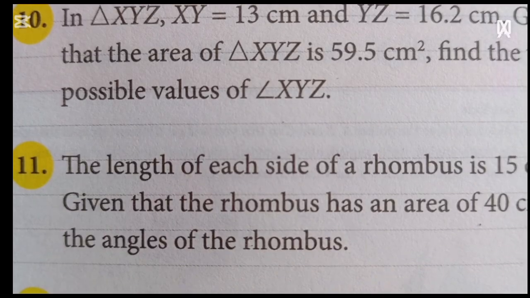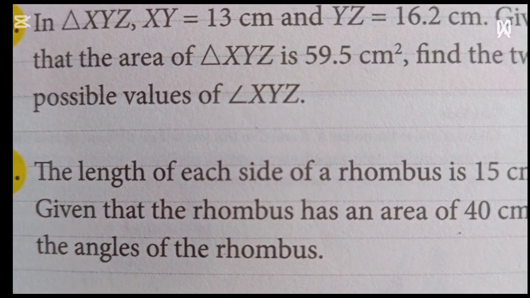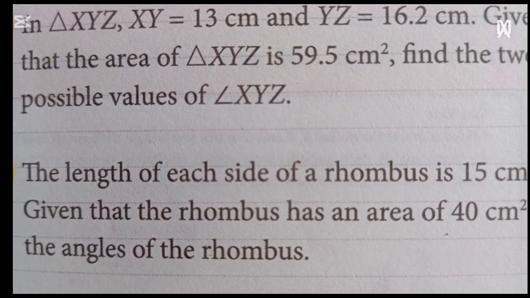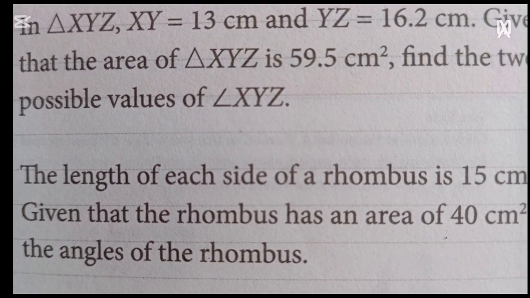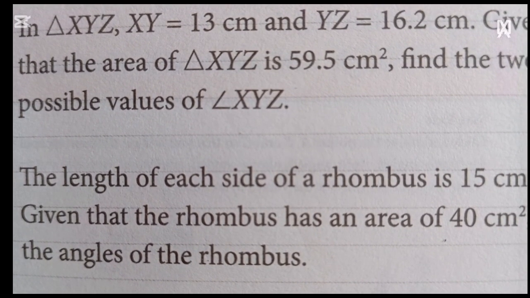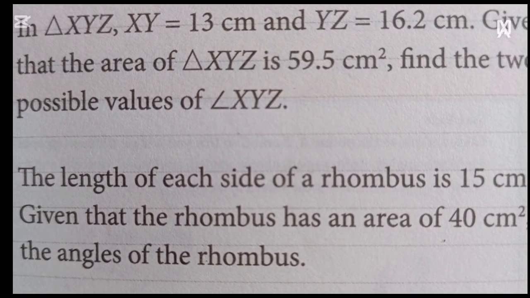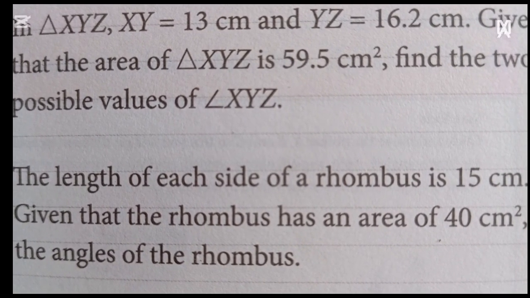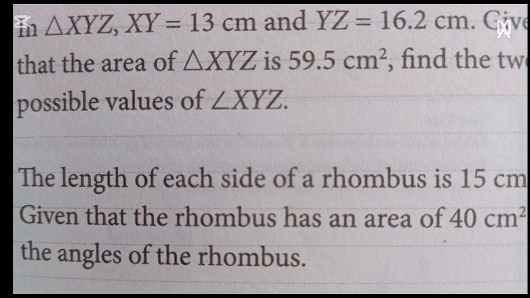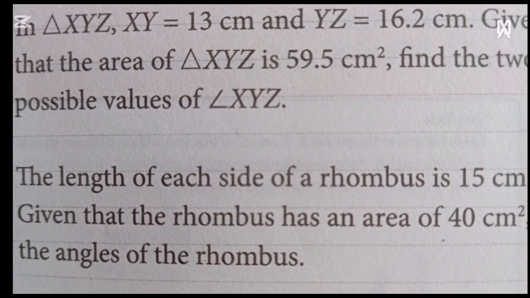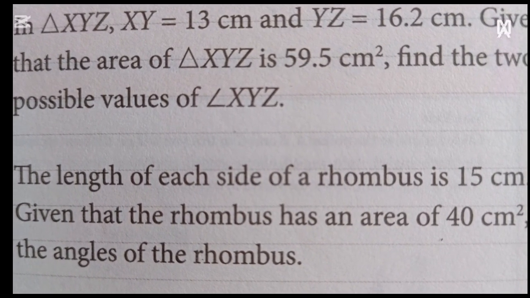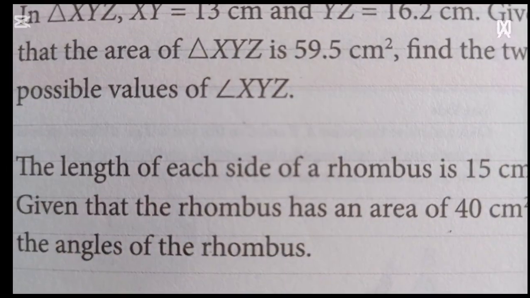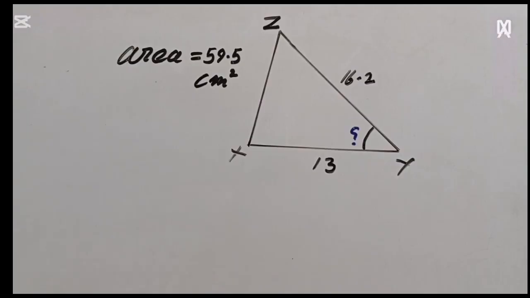Now the statement of question number 10. In the triangle XYZ, XY equal to 13 centimeter, YZ equal to 16.2 centimeter, given that the area of the triangle XYZ is 59.5 centimeter square, find the two possible values of the angle XYZ. It is all the given information.